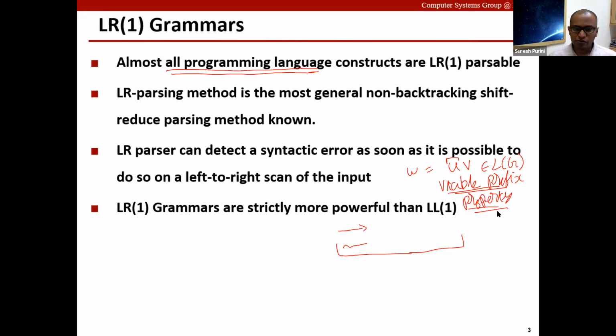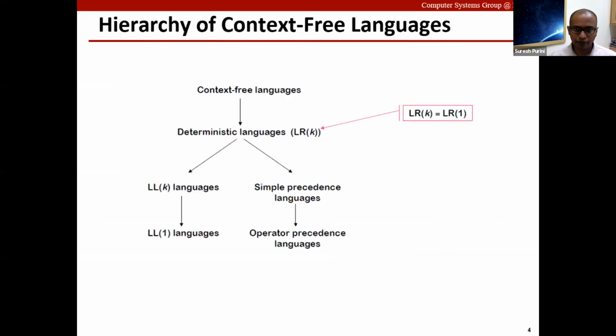And LR1 grammars are strictly more powerful than LL1 grammars. So if you see LR1 is equal to LRK, that means whether you use one symbol lookahead or K symbols lookahead, the power of the bottom-up parsing technique remains the same. So LR1 is equal to LRK.